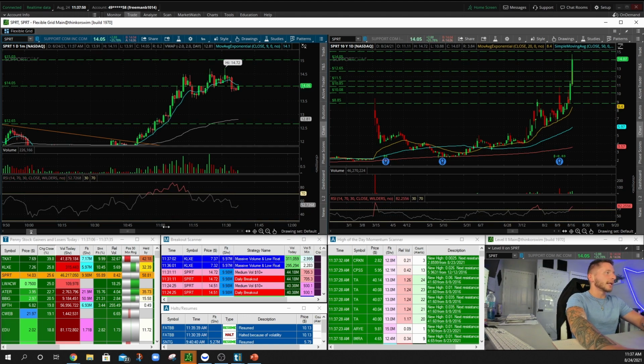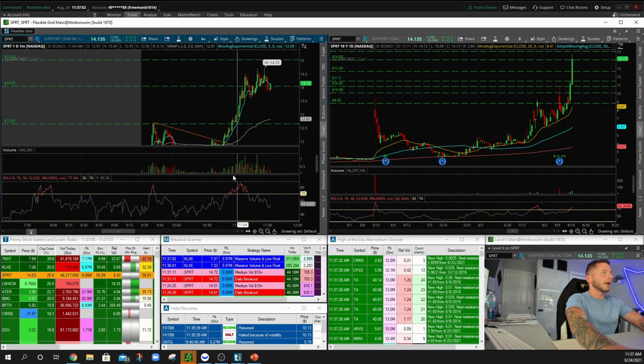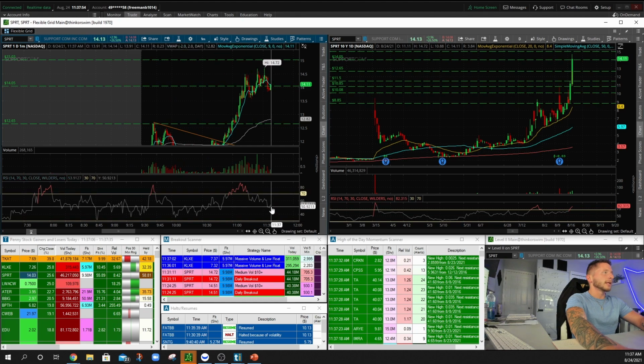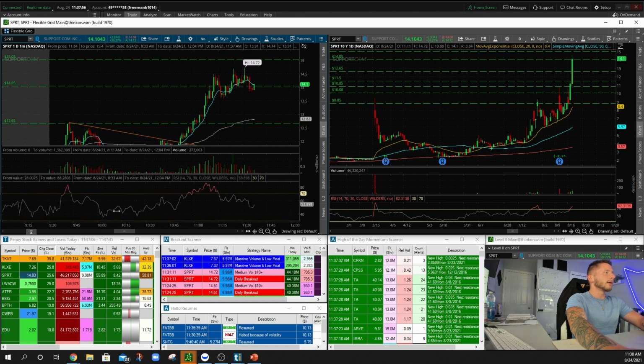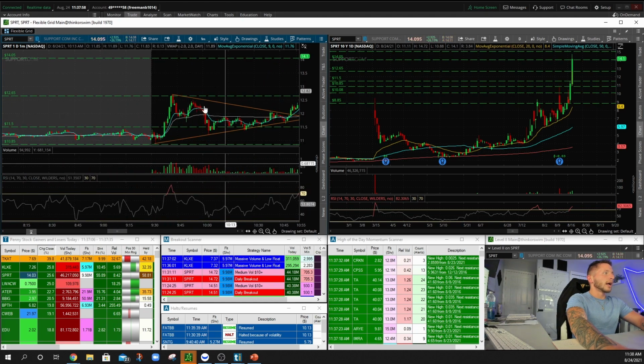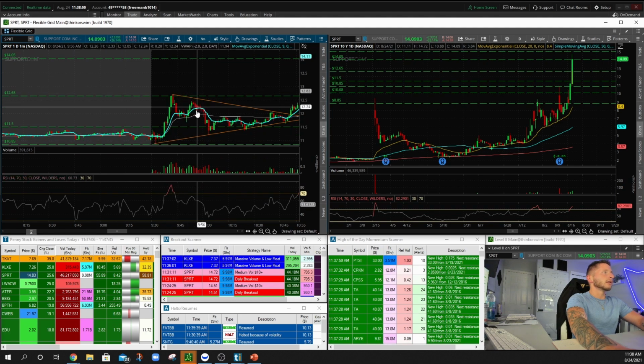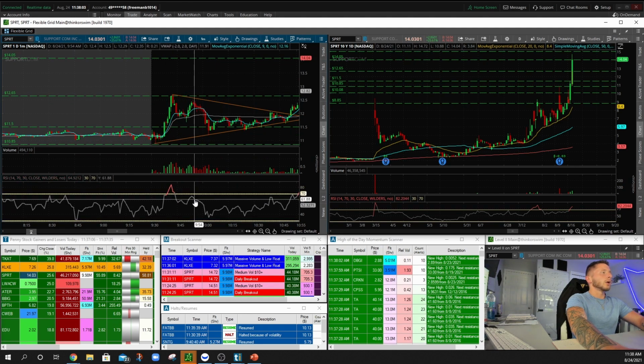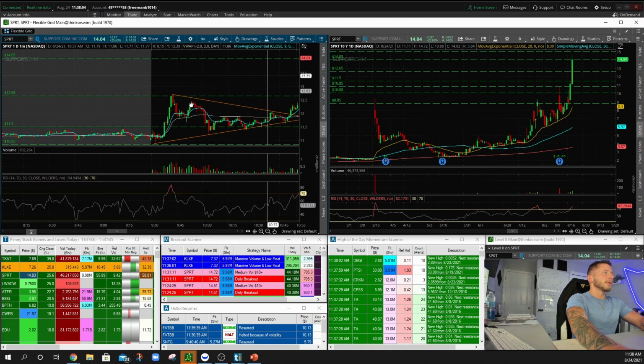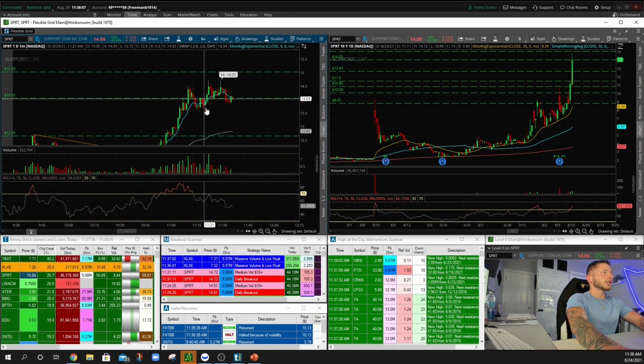So that is a great example of divergence right through that level, right? It's clear as day. We can see that. Right here is not divergence. Right here is not divergence. The stock makes a lower high, and the RSI makes a lower high. That is not divergence, but this is a great indication of divergence.